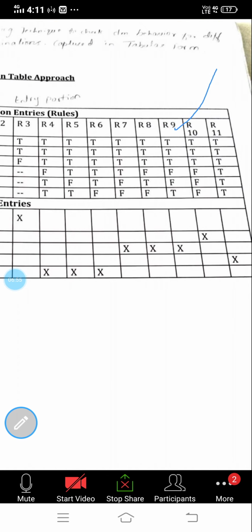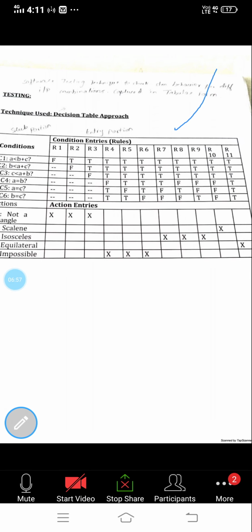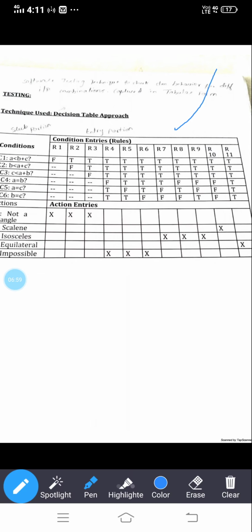Next, we will see rule 6 now. In rule 6, conditions 1, 2, 3, that is all three are true, then A equal to B is true, but A equal to C is false, B equal to C is false. What will it form? It will form an isosceles triangle. Sorry, triangle cannot be formed, because one pair of sides is equal and the other two sides are unequal, which is not a possibility. So the triangle cannot be formed.